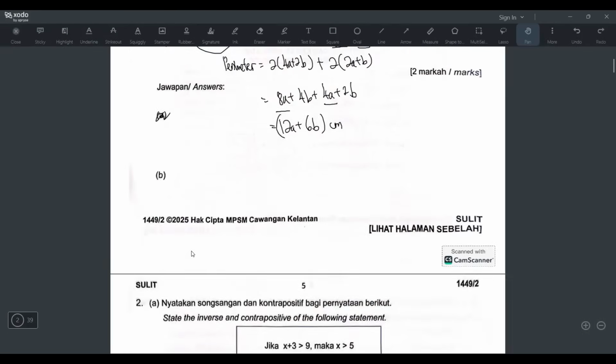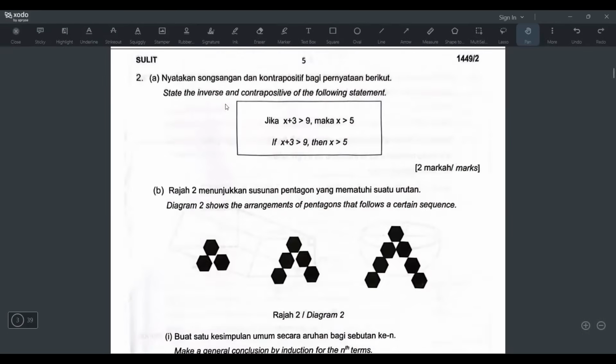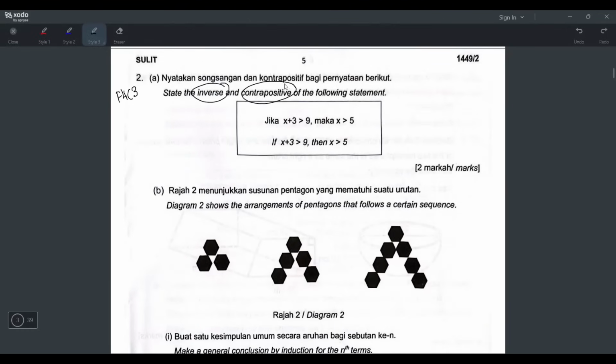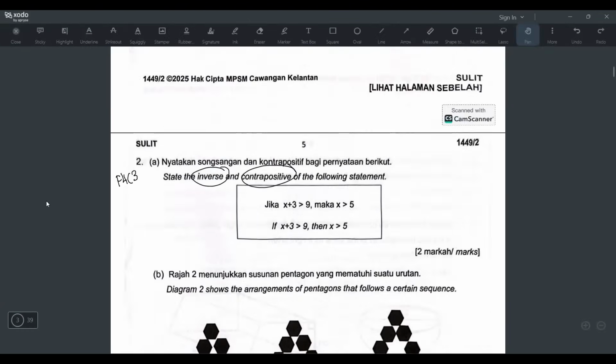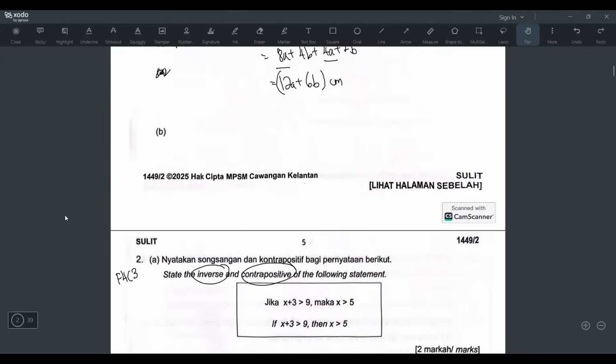Alright, sudah siap. Number 2, state the inverse and contrapositive of the following statement. Let's just talk about what chapter first. So what chapter is this? Form 4, chapter 3. In English, logical reasoning. Dalam Bahasa Melayu, penaakulan logik. For soalan yang suruh tulis inverse, contrapositive, you kena hafal. You have to memorize the formula. So I'm going to write the formula here.